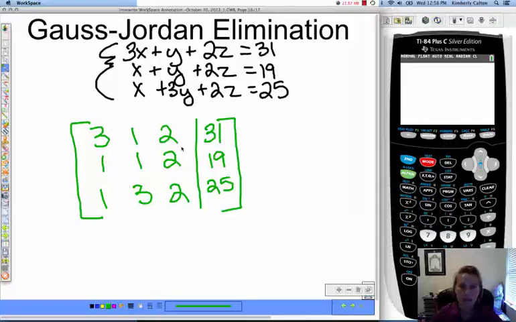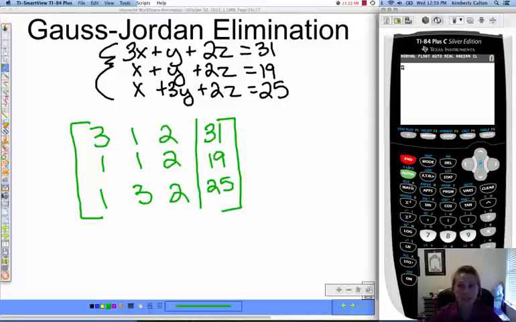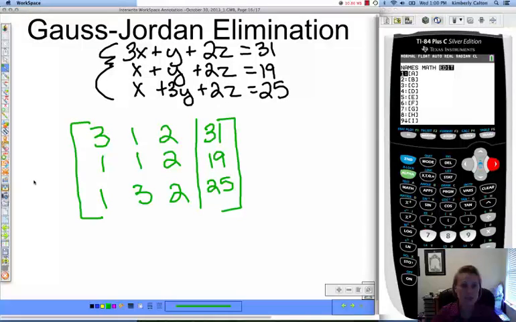So we have this to start with, and we have our calculator on the right-hand side. On the calculator, we're going to press second matrix. Now when I press second matrix, it comes up with a bunch of matrices, A, B, C. This is the name of each of those matrices. Now I want to scroll over to edit, and I want to edit matrix A.